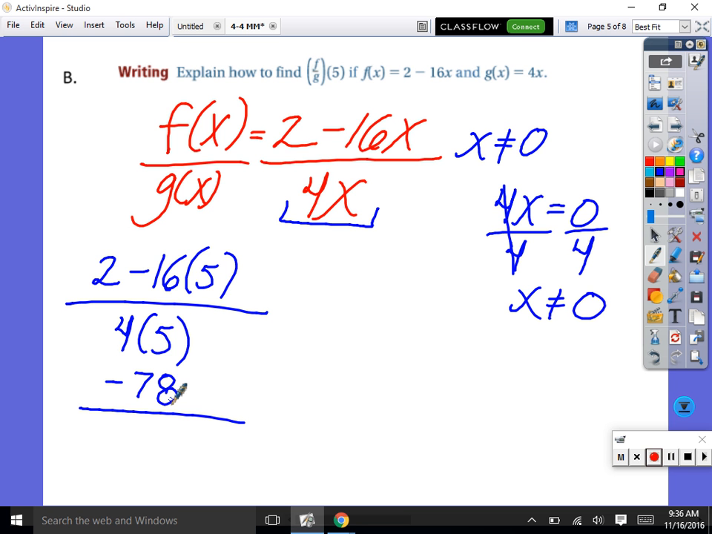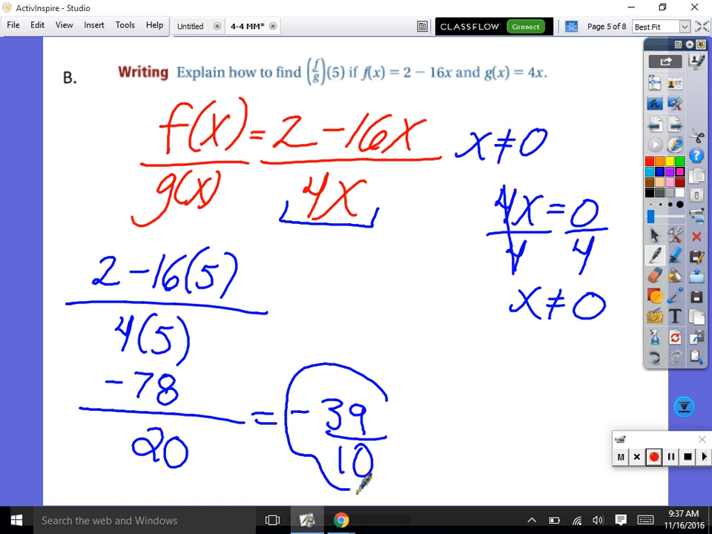We have negative 78 over 4 times 5 is 20. So take your calculator and do negative 78 divided by 20. You get a decimal. Now change it back to a fraction. Yep, so we want the simplified answer. So negative 39 over 10 would be f divided by g of 5. That just means function f divided by g when we plug in 5. Everybody good with that? So there's our second answer.